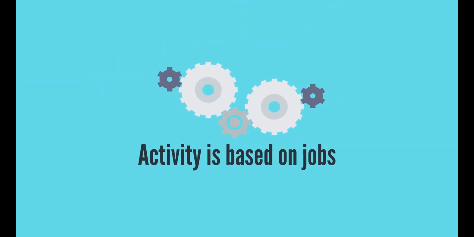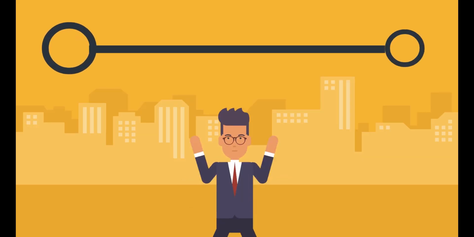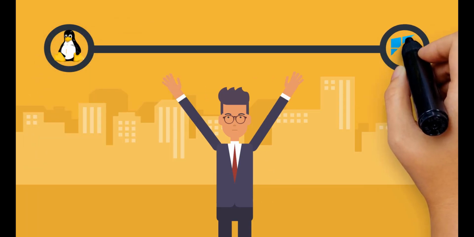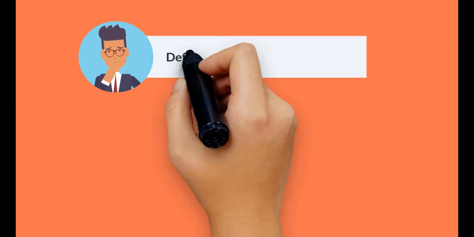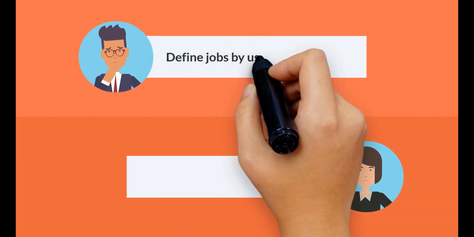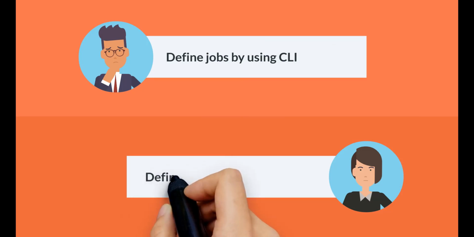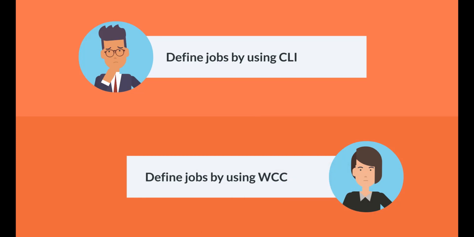All activity controlled by CA Workload Automation AE is based on jobs. So what's a job? It's any single command, executable, Unix shell script, or a Windows batch file. Each job definition contains attributes that specify the job's properties and behavior. In CA Workload Automation, you can define jobs in the CLI by using the Job Information Language or the CA WCC, which is a user interface for CA Workload Automation AE.